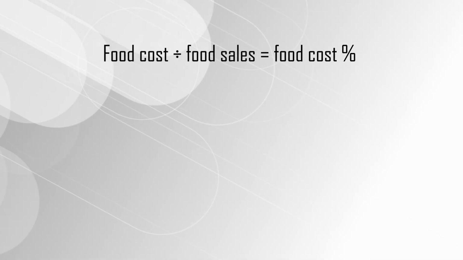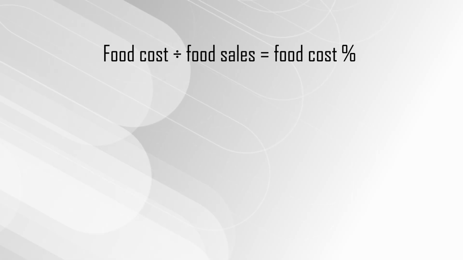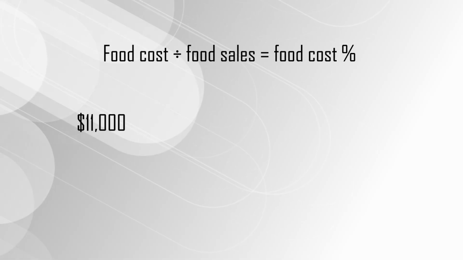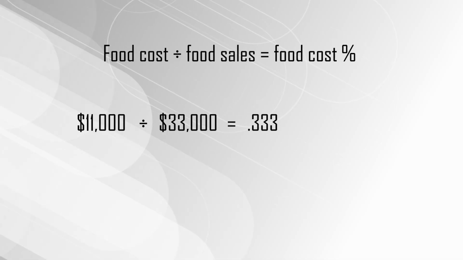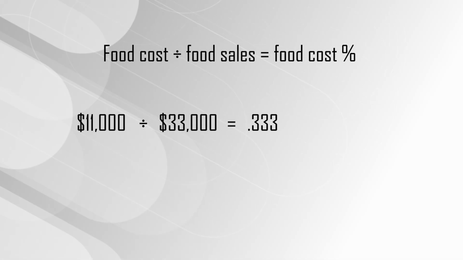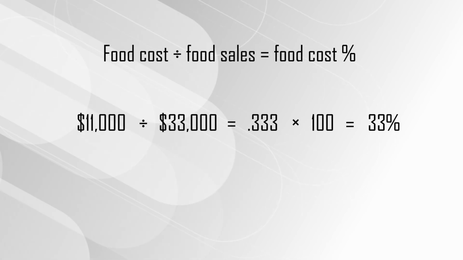Now we're going to need the food sales for June. Let's say you go to your POS, you pull your sales report for the month, and in food in particular, you sold $33,000. So we have our food cost divided by food sales. This would look like $11,000 divided by $33,000. That equals 0.333, repeating forever. Or if you multiply that by 100, you get 33.3%. That's your food cost for June, about 33%. That's not a vibe. It's not a guess. It is a real number that you get to start working with now.